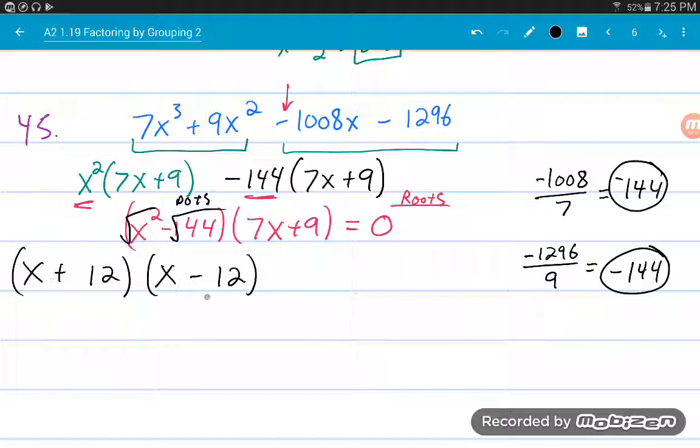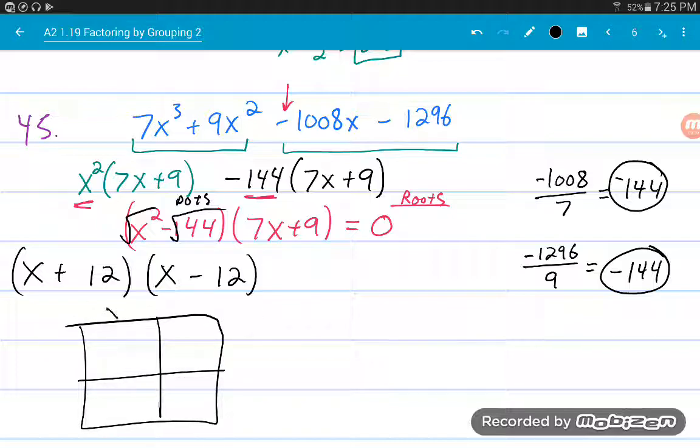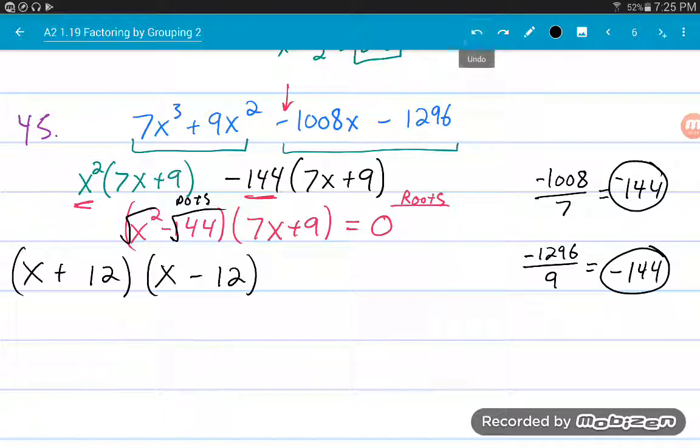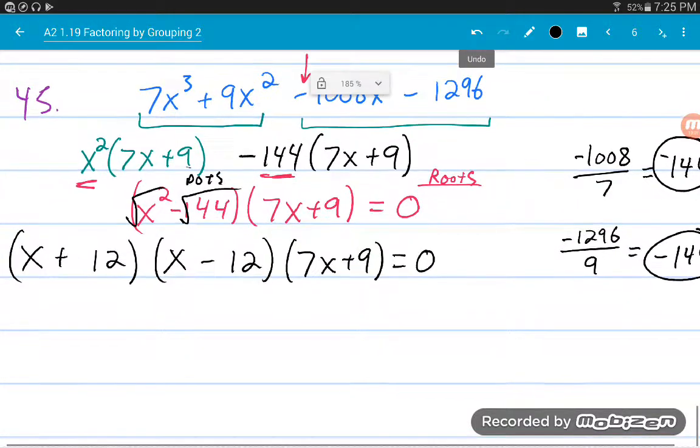If you don't believe me, multiply these. Use a box method, multiply these, and go ahead. You're going to find that you get this. I'm not actually going to do that. I factored this guy. He becomes this and this. And I bring down the 7x plus 9. Still all equal to 0.